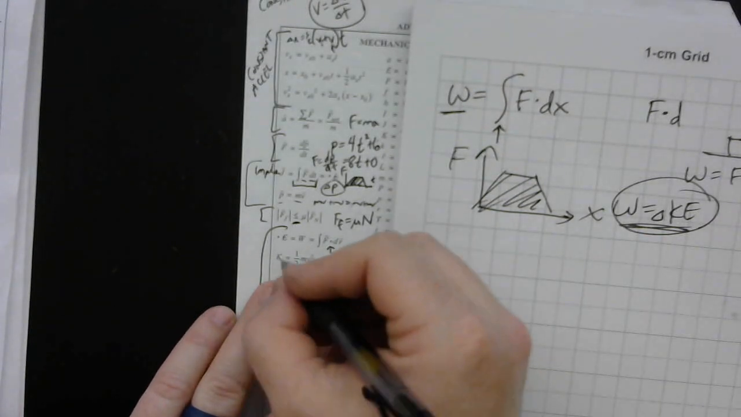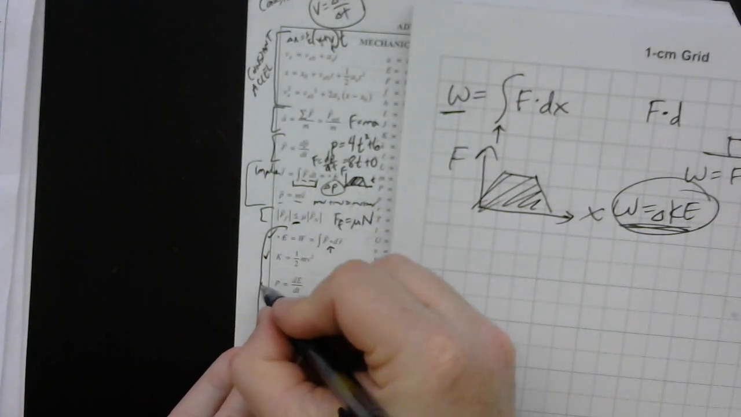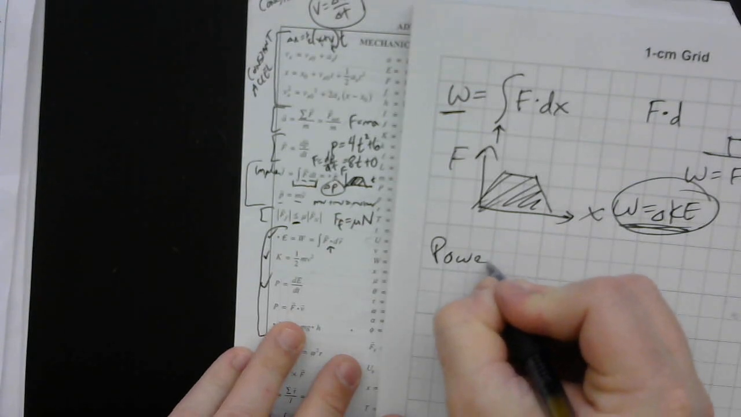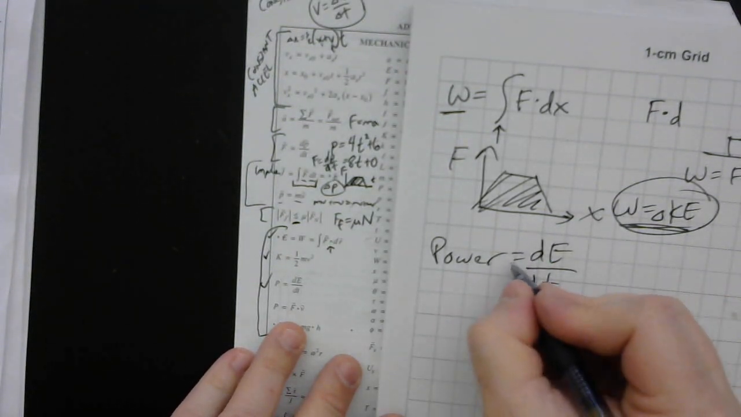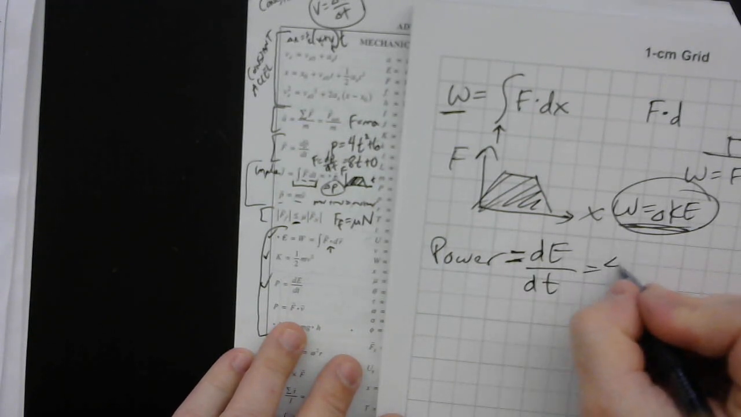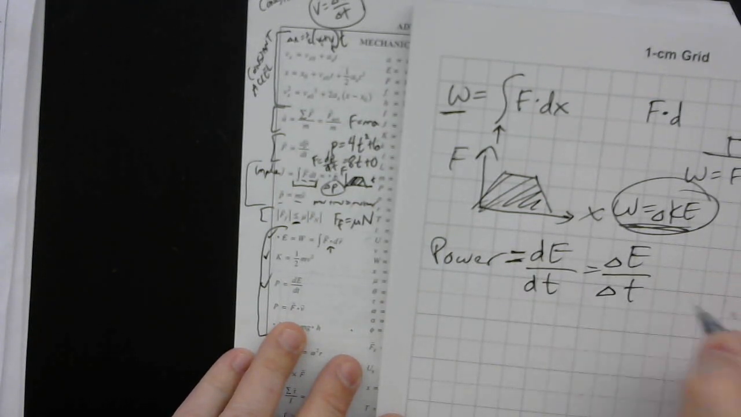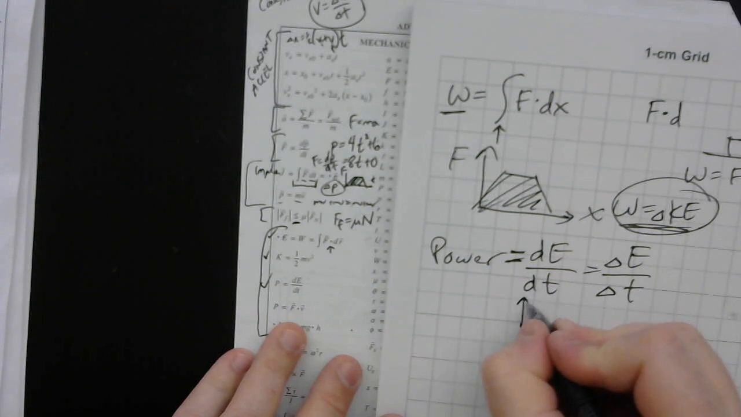Next one's kinetic energy. You guys got that one down. Next one, power. P equals power. That is the derivative of energy. In other words, it's how quickly you change energy. Last year we said change in energy over change in time. But remember, we're dealing with calculus world, and so we say dE over dt, a change in energy over a change in time.